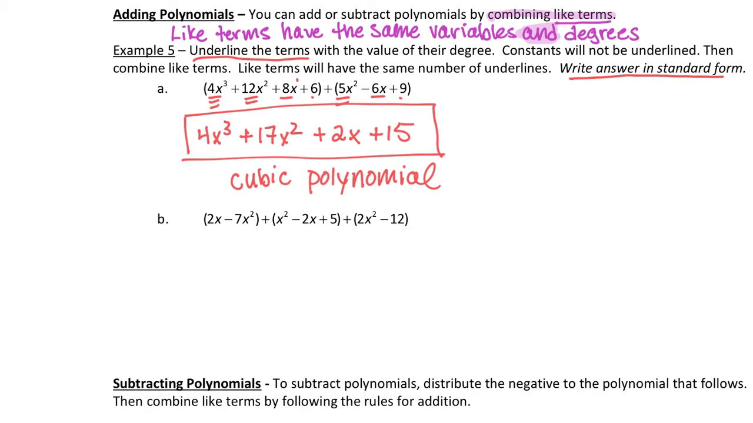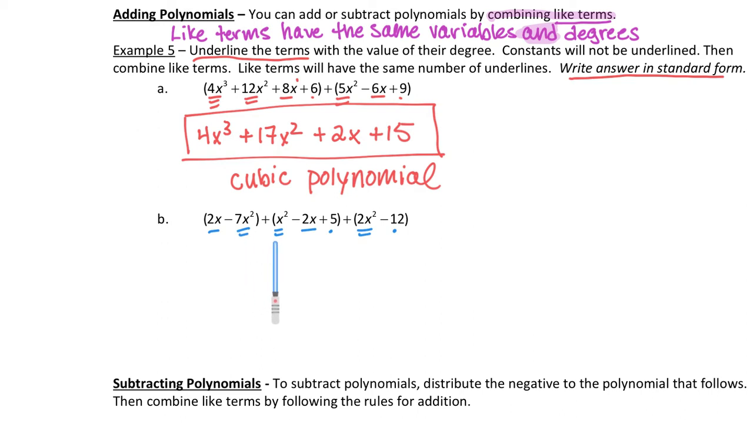In this next example, we have 3 polynomials. The polynomials are the parts inside the parentheses. So we've got this one, plus this one, plus this one. I'm going to use the same strategy here. Since that's a first degree, I'm just going to put 1 line under it. Second degree, 2 lines, 2 lines, 1 line, dot, 2 lines, dot.